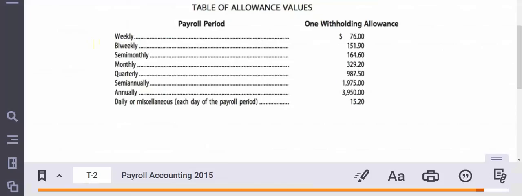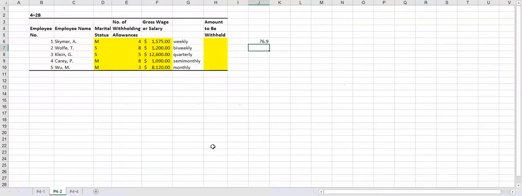Then I'm going to go through and use the rest of the information from our textbook, which looks exactly like this, just different amounts, and enter that in so I don't have to flip as many pages later. So biweekly is $153.80. Quarterly is $1,000. Semi-monthly is $166.70. And monthly is $333.30. This is just going to save time later.